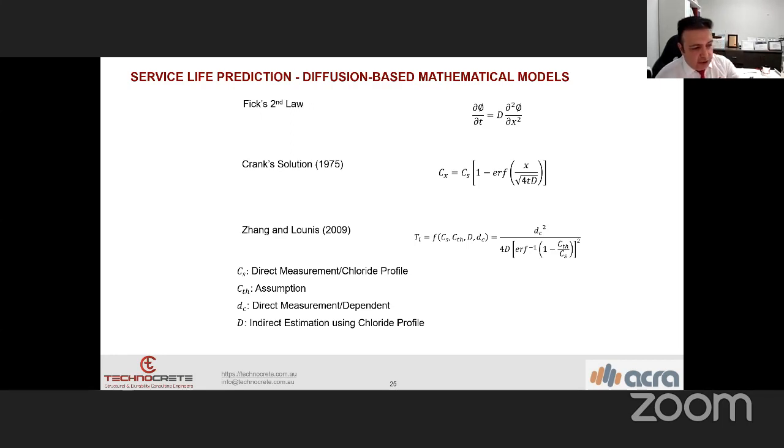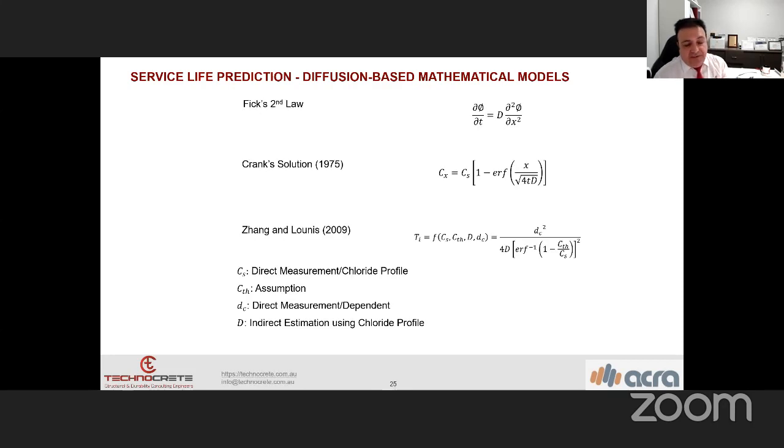And chloride threshold is an assumption, and I don't have time, but it needs just one presentation for chloride threshold. And then we have direct measurement of the DC, which is the concrete cover, and then we have the D, which is the chloride diffusion coefficient. Okay, with having those parameters, with the mathematical model, we can predict the residual service life of the structure.